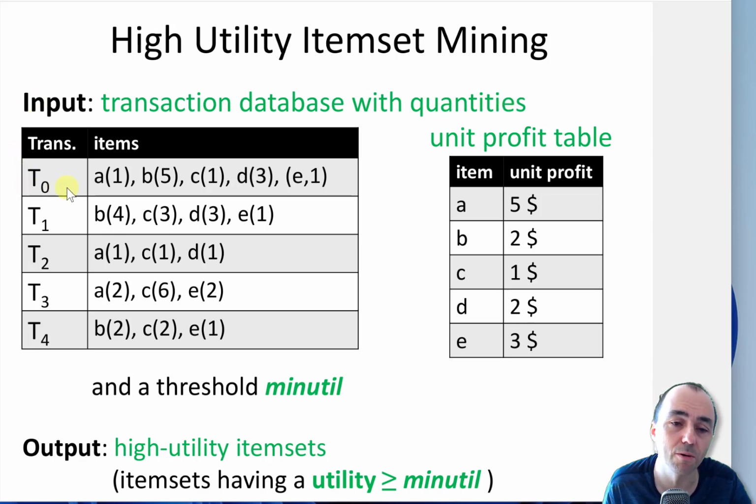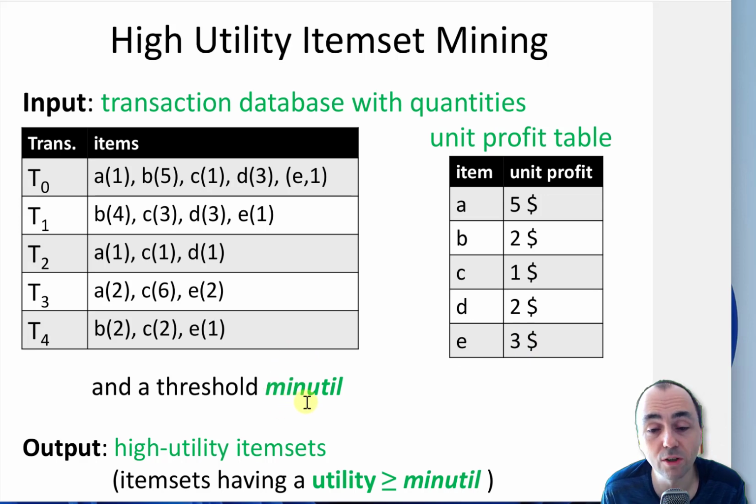So here, for example, I have 5 transactions, T0 to T4. The first one, say, I buy 1 apple, 5 bread, 1 cake, 3 bags of dates, and 1 egg. So we have 5 transactions like this. And also now we have something new: the unit profit table. So we know that 1 apple is $5, bread is $2, cake is $1 profit, 1 bag of dates is $2, 1 egg is $3, and so on.